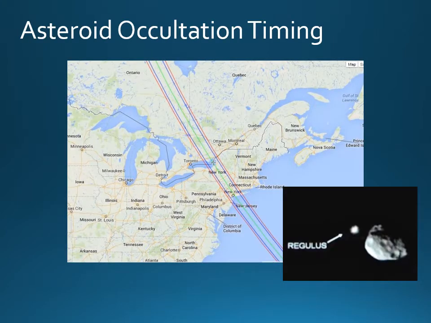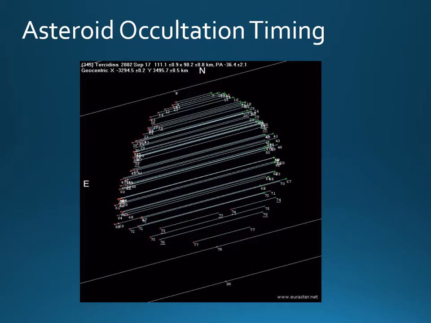This is the observation path of an asteroid as seen from the ground as it passes in front of the star Regulus in the constellation of Leo. With accurate timing information, the shape of the asteroid can be determined.